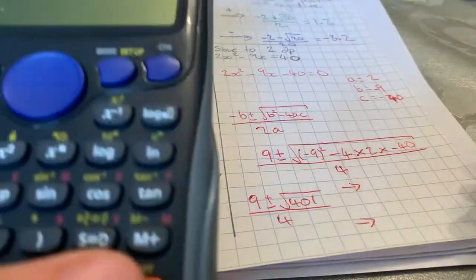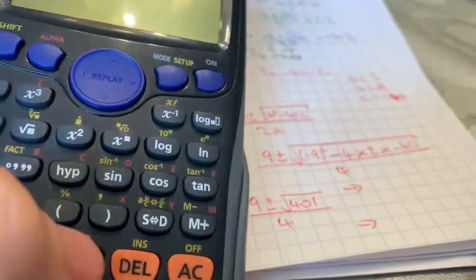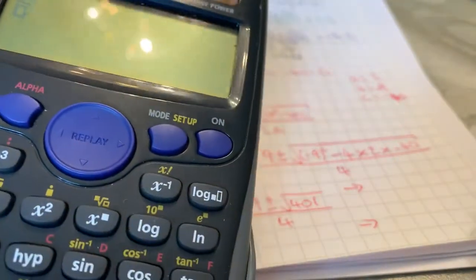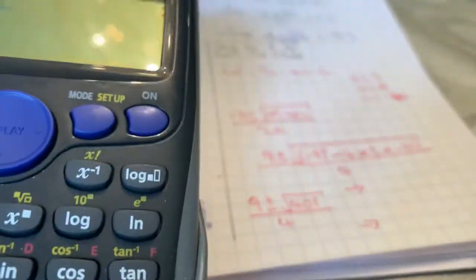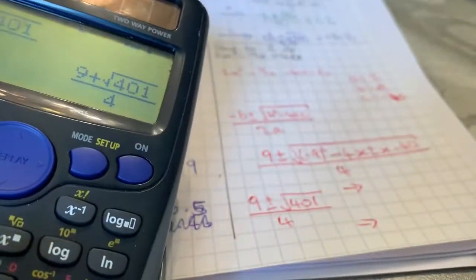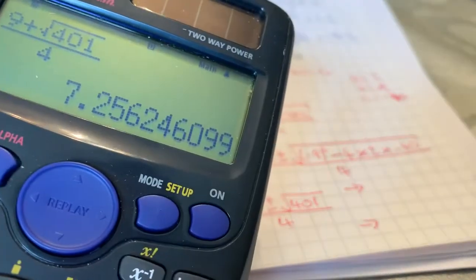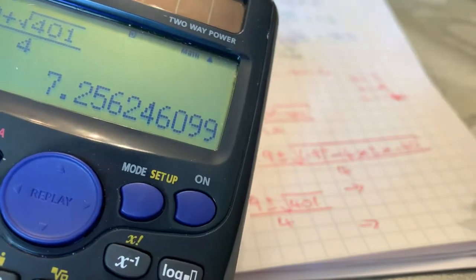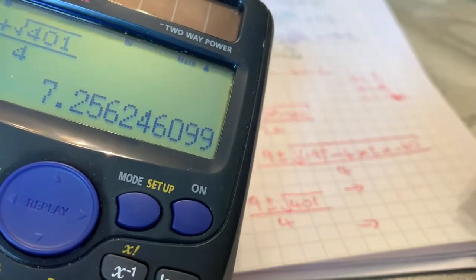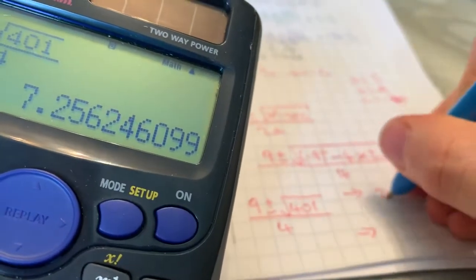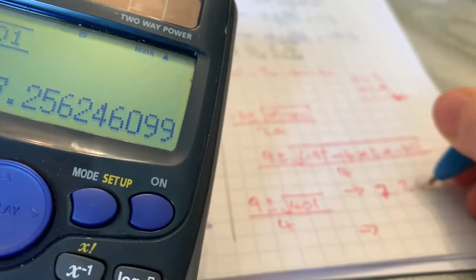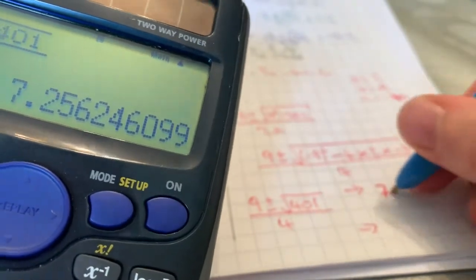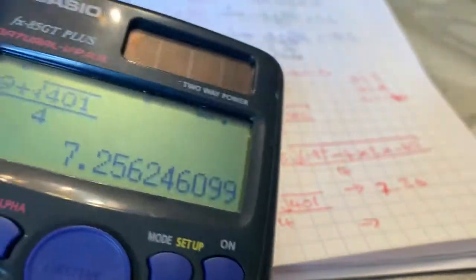So remember I said you could put this in your calculator at once. So start with the fraction button. 9 plus square root 401 all over 4. Hit equals, and I get 7.256, so on, but I want 2 decimal places, so it becomes 7.26, sorry, losing my words then.